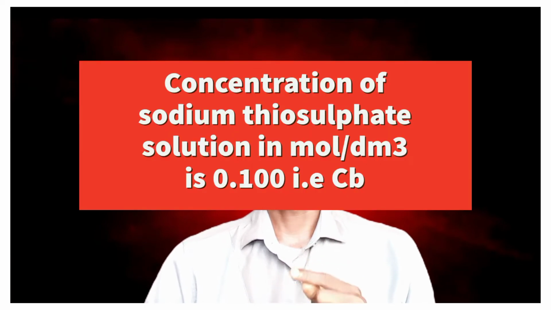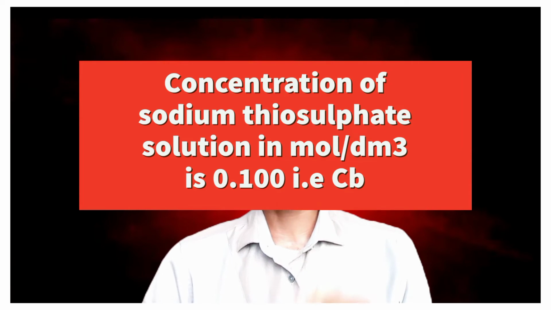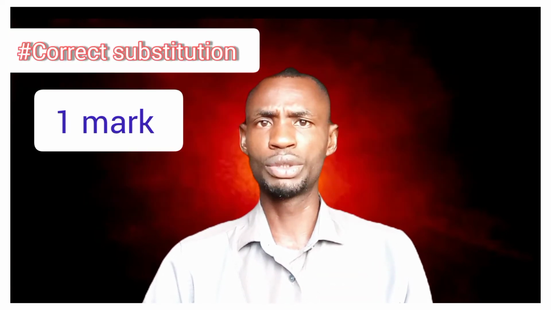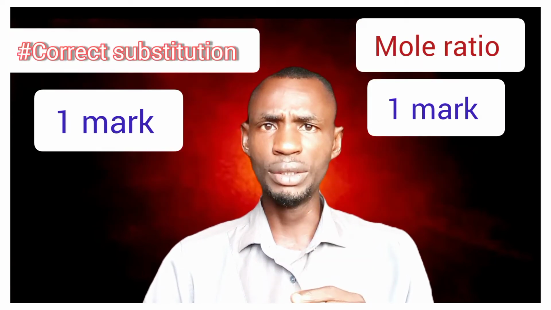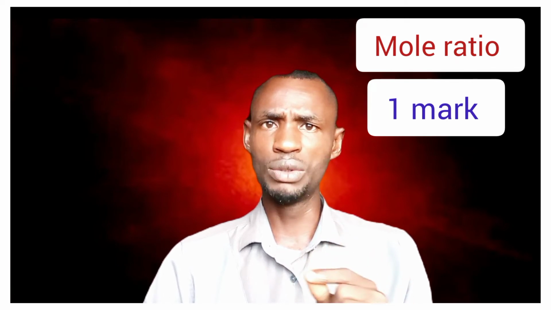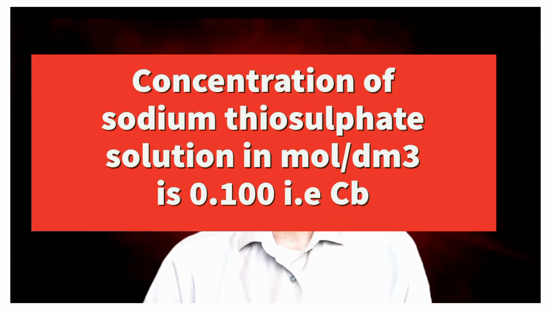We know our Cb, which is the concentration of thiosulfate. How do I know? Concentration is in mole per dm cube. Anytime you see a value and at the end of the value the unit is mole per dm cube, that value represents your concentration.